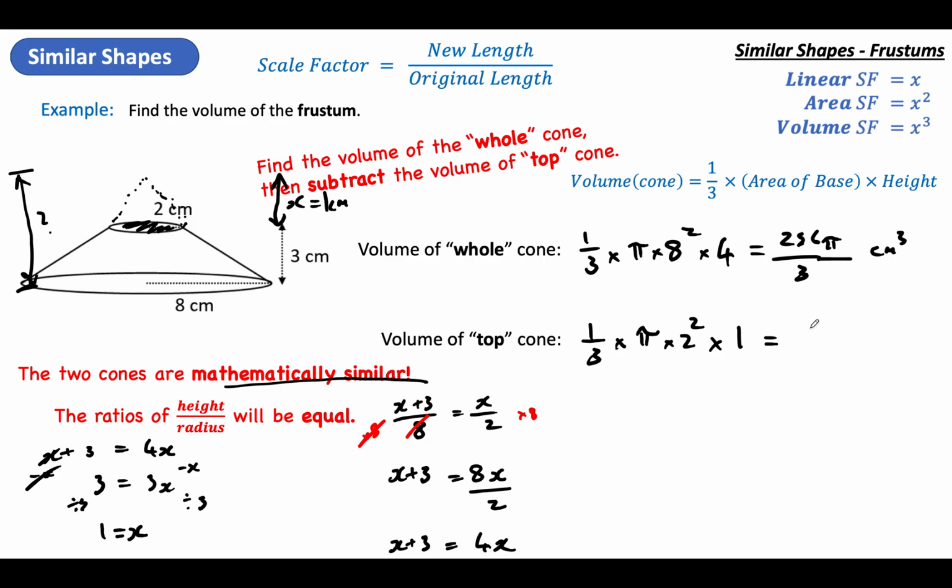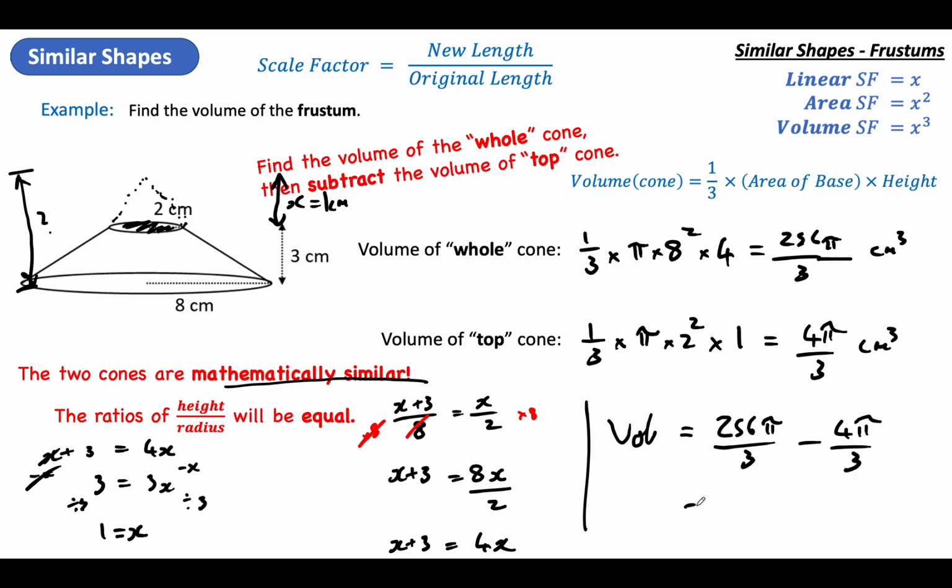So when we've done some of that, we will find it's 4 pi over 3, or 4 over 3 pi if you like. Cool. Then the volume of the frustum will be the volume of the big cone, take away the volume of the small cone. None of that is any different to what you've done before.